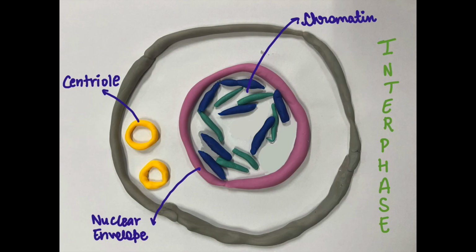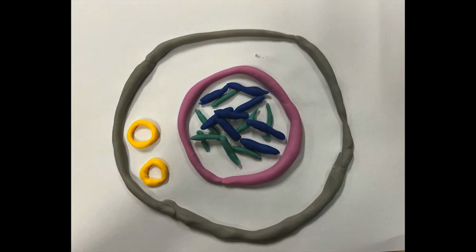Meiosis starts with interphase. Interphase has 3 parts: G1, S phase, and G2. In G1, the cell produces organelles for DNA replication. During S phase, DNA synthesis occurs, replicating chromosomes. During G2, the cell prepares for meiosis by making proteins.